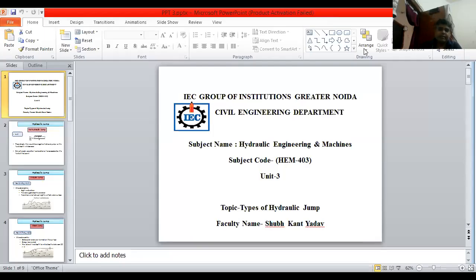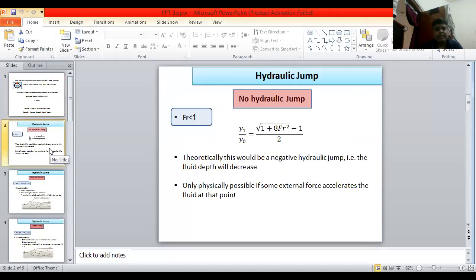Hello everyone. Today we will discuss the types of hydraulic jump. First one: Froude number is less than 1. Then the equation will be written as y2/y1 = (square root of (1 + 8Fr²) − 1)/2. Theoretically, this would be a negative hydraulic jump, that is, the fluid depth will decrease. Only physically possible if some external force accelerates the fluid at that point.